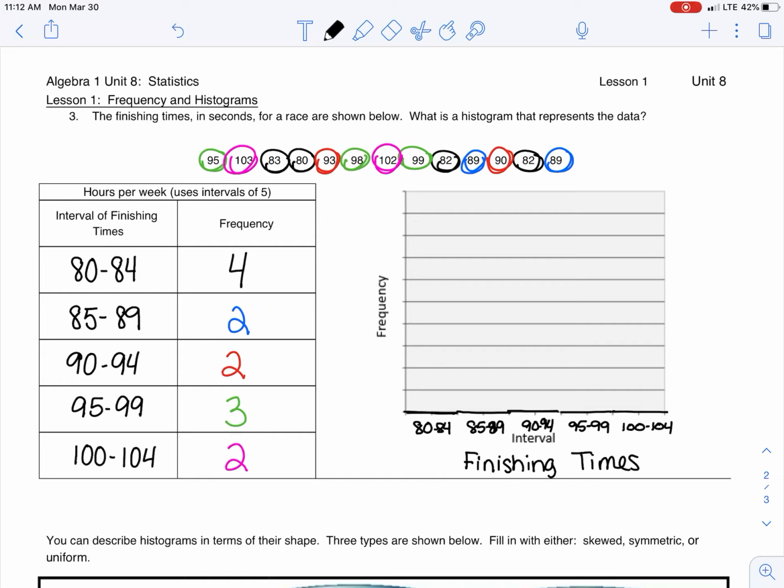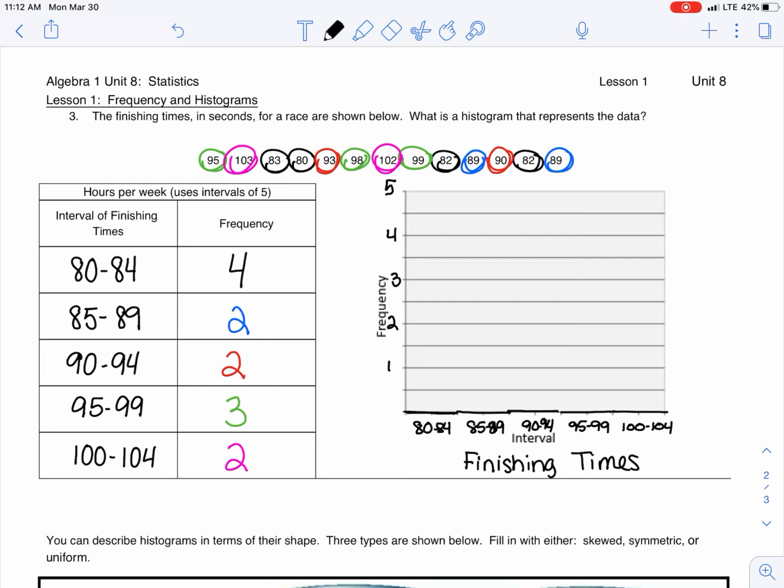Since our frequency here only goes up to 4, that's our highest frequency, I'm going to skip a line here. So I'm going to start here at 1, 2, 3, 4, and 5. You do not have to skip lines. Like I said, I just like to fill up the entire graph, but it is completely up to you.